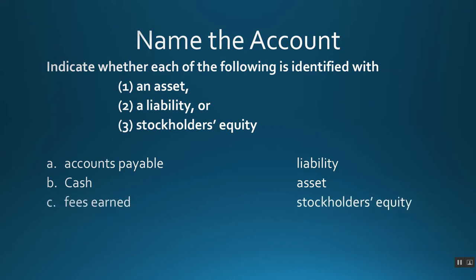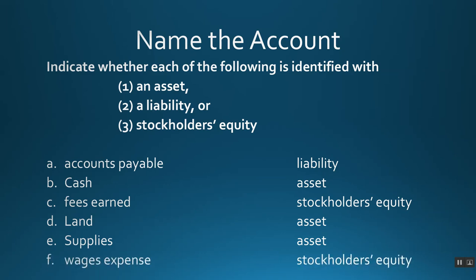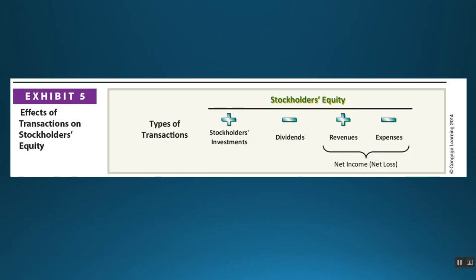Fees earned, that is stockholders' equity. That is a type of revenue. Fees earned is a type of revenue. Land, that is an asset. Supplies, that is an asset. Wages expense, that is an expense, which is a type of equity.